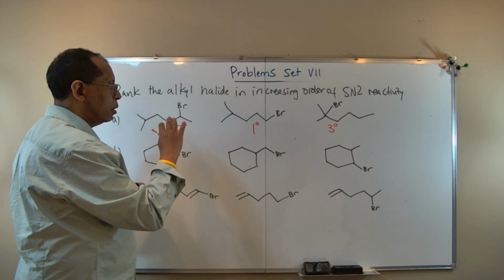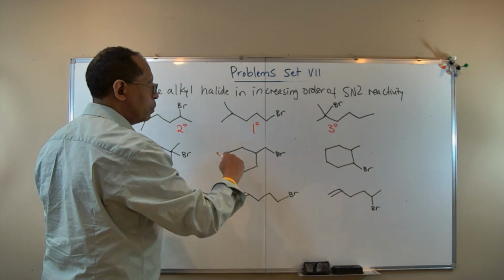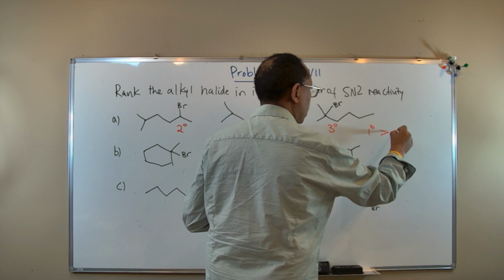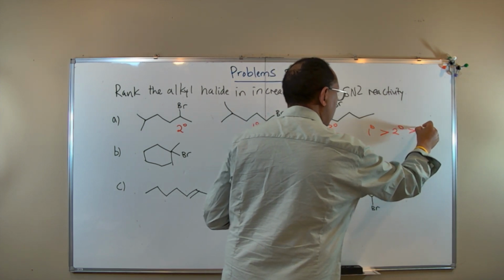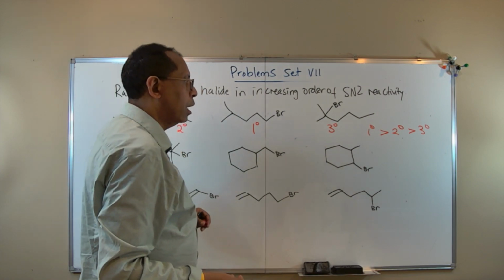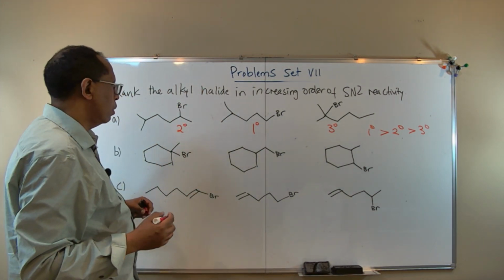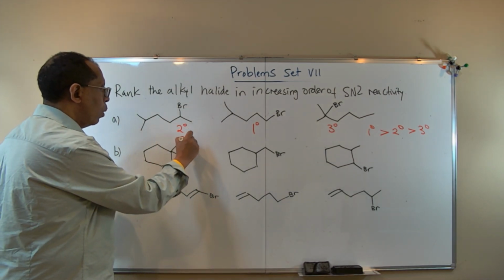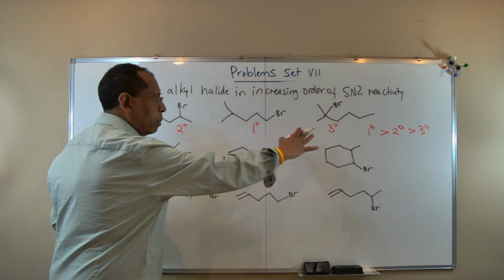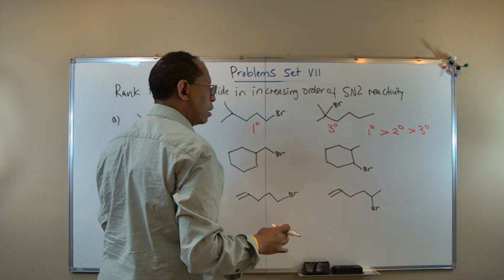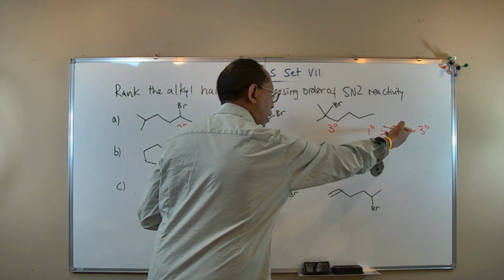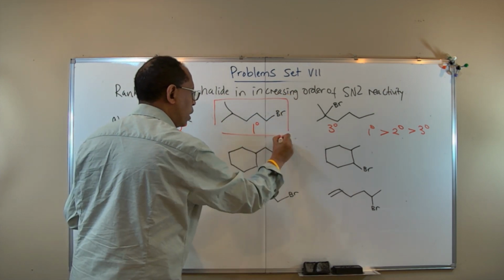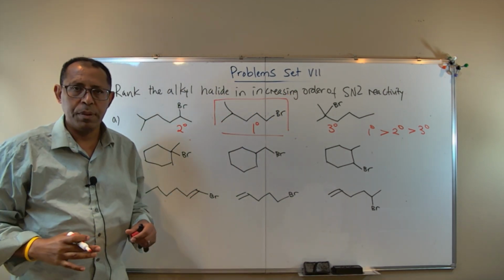So the highest rate is this. Primary is much greater than secondary, which is much greater than tertiary. The tertiary one almost doesn't react. If I give them a ranking or a number, that should be fine. Primary is much greater than secondary and much greater than tertiary. So this is the fastest, the primary alkyl halide, in the SN2 reaction mechanism.